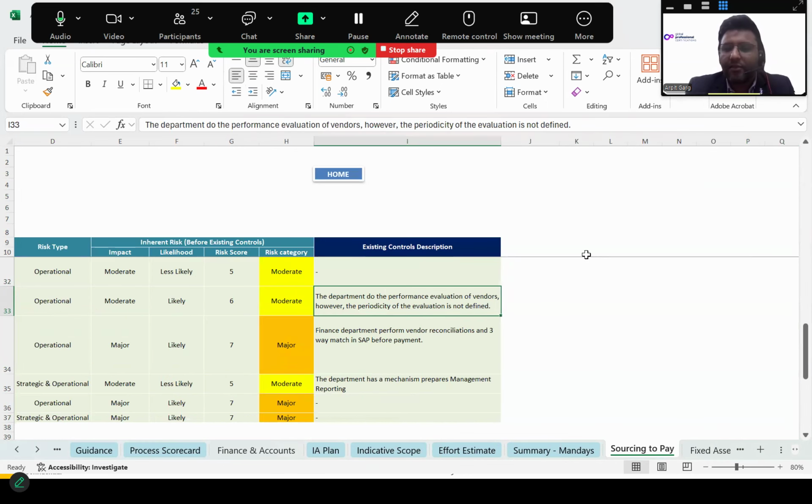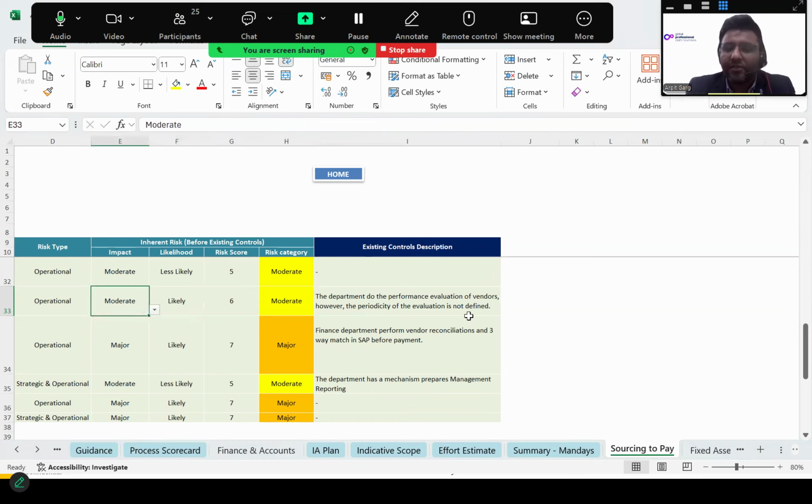But let's take an example. There is a control which says the department does the performance evaluation of vendors. However, the periodicity of the evaluation is not defined. This is the current process, right? Based on your initial discussion, your initial understanding of the process, whatever it is, or whatever the past experience of the organization that you have.